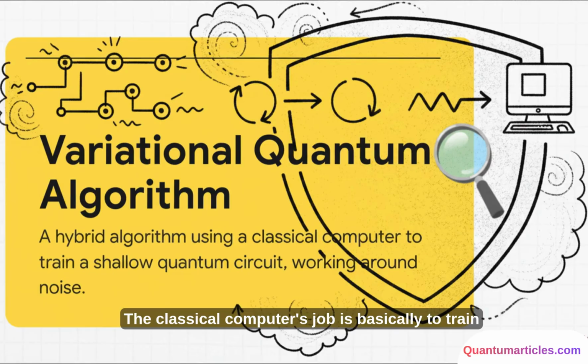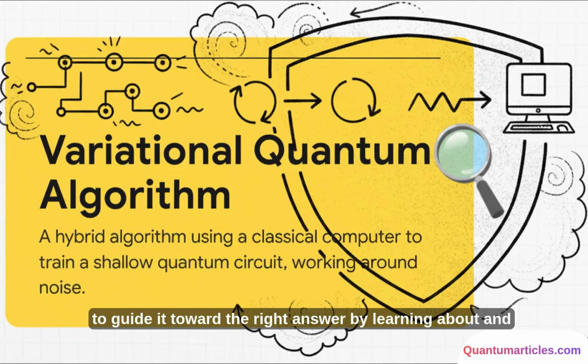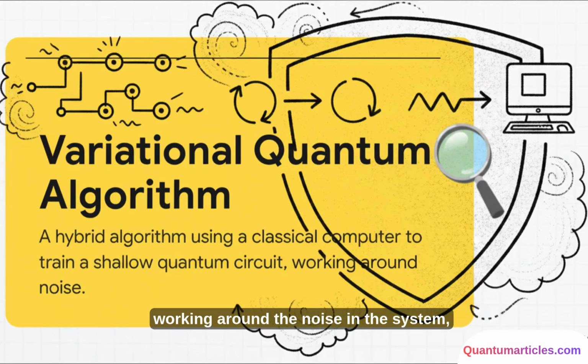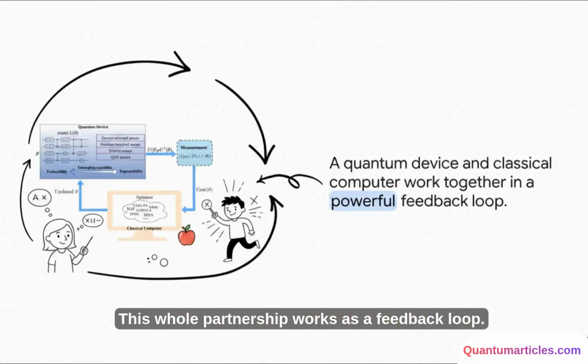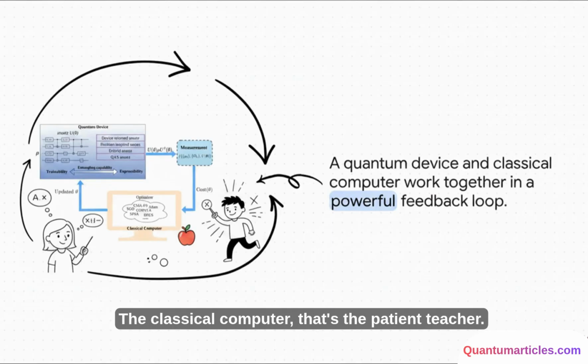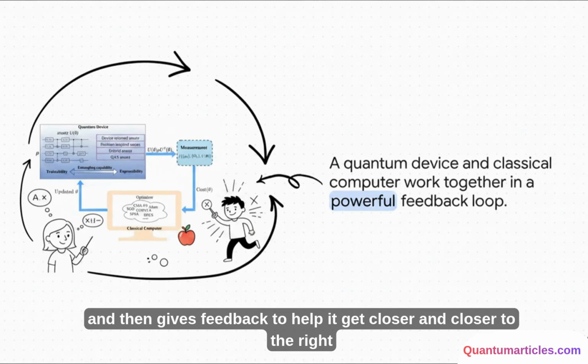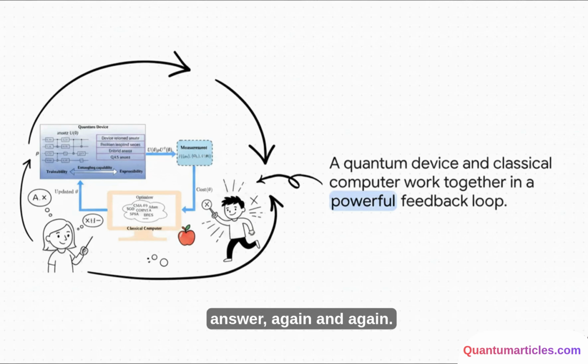The classical computer's job is basically to train the quantum circuit, to guide it toward the right answer by learning about and working around the noise in the system, instead of trying to make the noise disappear, which is just impossible right now. This whole partnership works as a feedback loop. You can almost think of it like a teacher and a student. The classical computer, that's the patient teacher. And the noisy quantum device is the brilliant, but let's say sometimes erratic student. The teacher gives the student a problem, checks the work, and then gives feedback to help it get closer and closer to the right answer again and again.